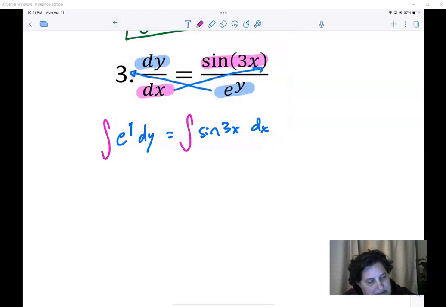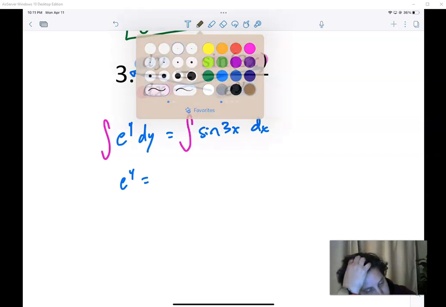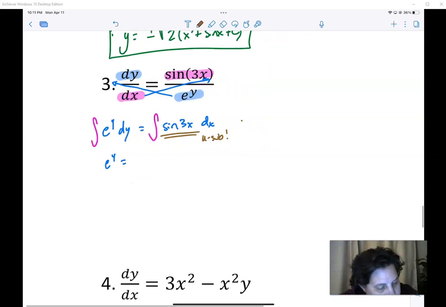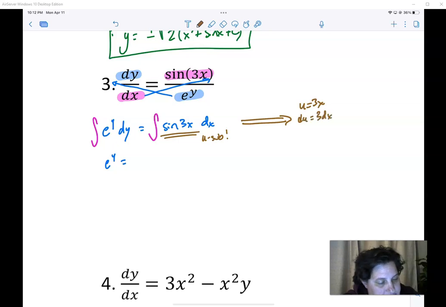That side looks pretty easy to integrate because the integral of e to the y is e to the y. So that's cool. Over here, integral of sine 3x. Guess what we actually have to do on this? This is actually a u sub problem. So let's move our way over here and let's do this. If u is 3x, du is 3dx. Remember we go 3 and 1/3. It's been a hot minute since we did u sub, right?